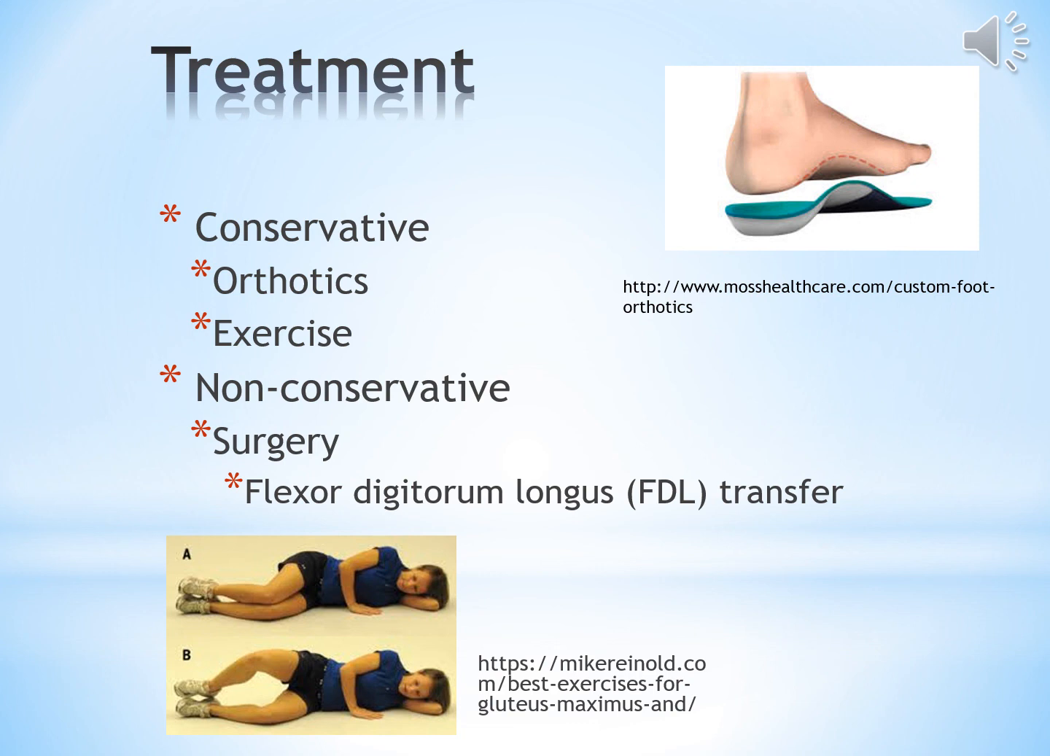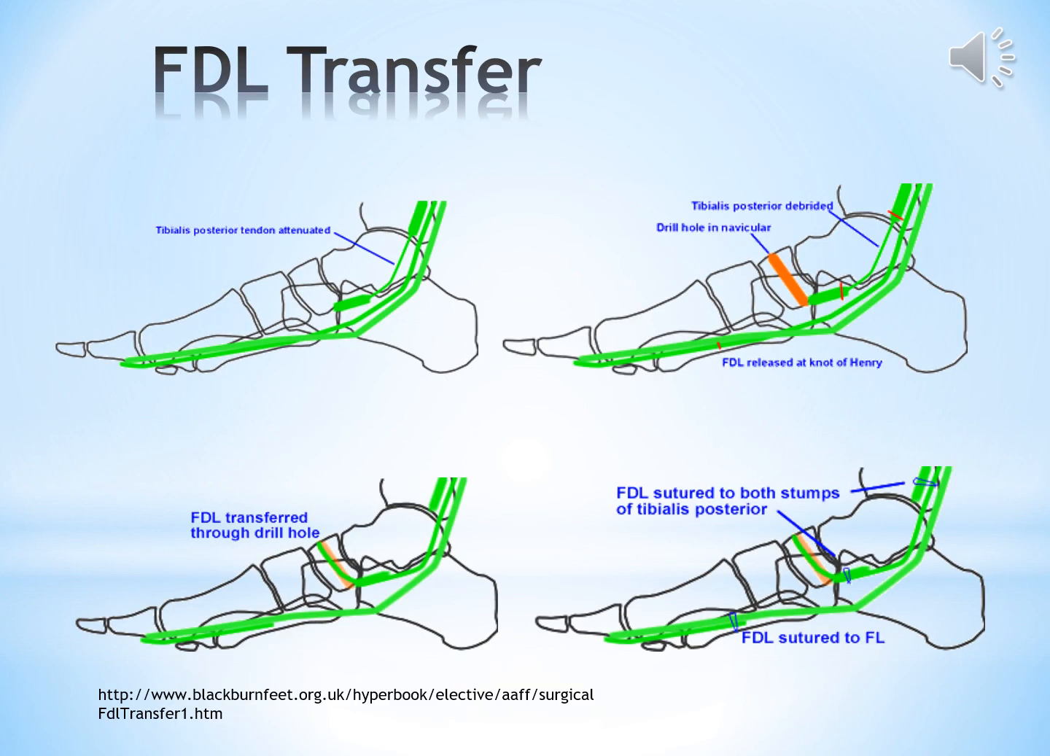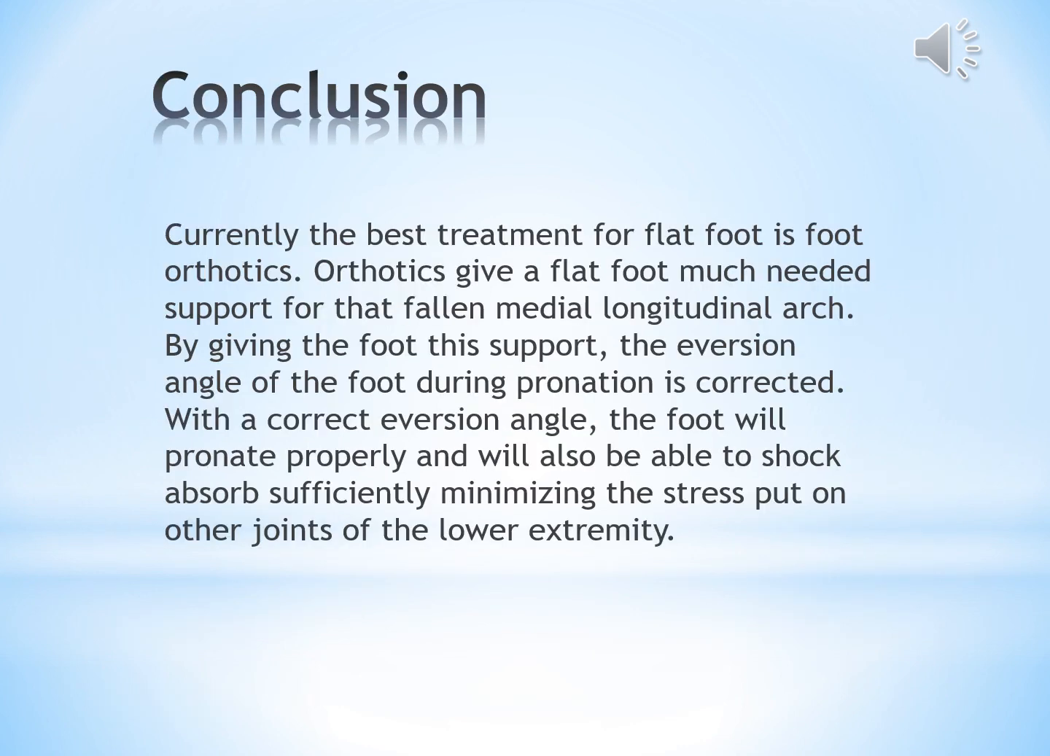Conservative treatment of this deformity is to use orthotics to support the fallen arch or exercise to make the hip and leg muscles stronger to maintain the rigidity of the arch. If those do not work, surgery can be done to fix it. The flexor digitorum transfer can be done to fix the flat foot. In this procedure, the tendon from the FDL muscle is inserted into a hole drilled into the navicular bone. This is done because the tibialis posterior muscle can no longer support the arch, so the new tendon inserted takes over.